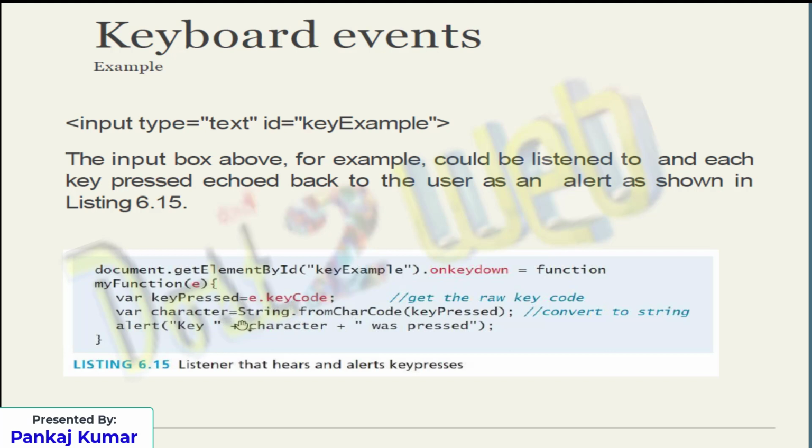Same way I am using here, String.fromCharCode. That means this is the method fromCharCode, and then I am using event.keyPress. So whatever has been taken in the key press, it will convert into a string. And now you want to give an alert, so you give the alert message, that is the method alert. What do you want? You want to give the key character plus "was pressed".